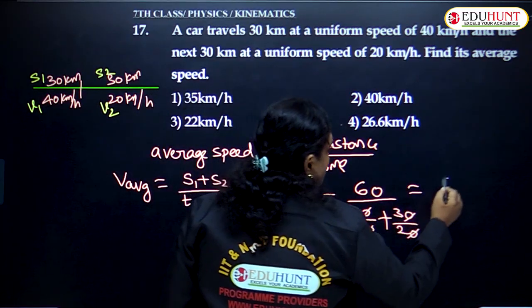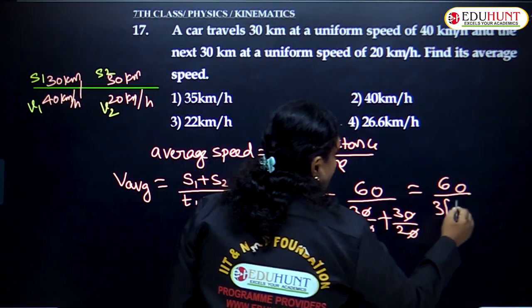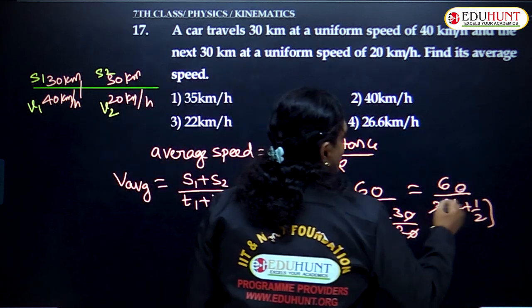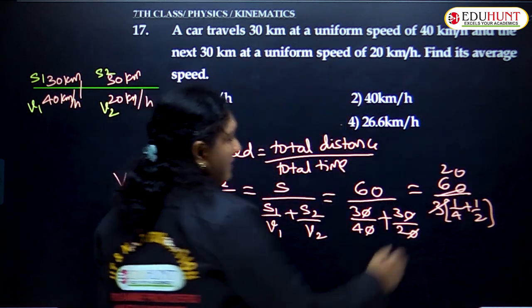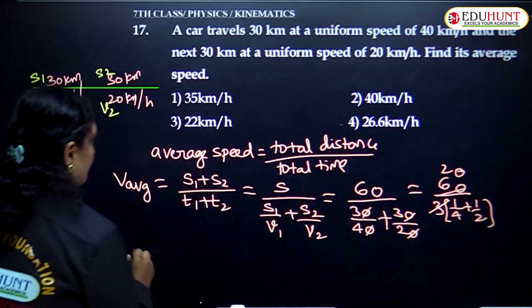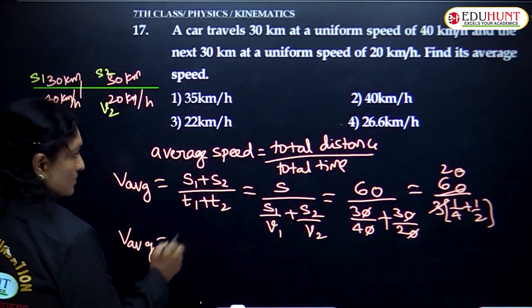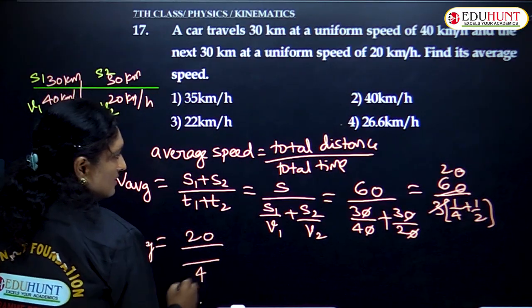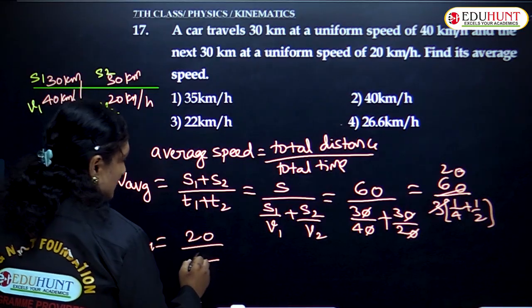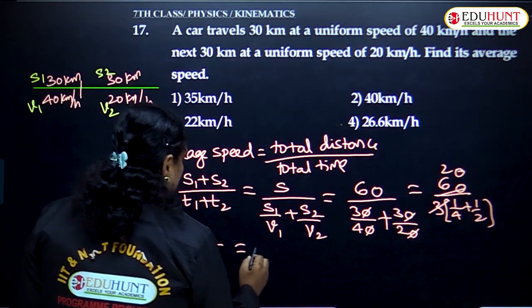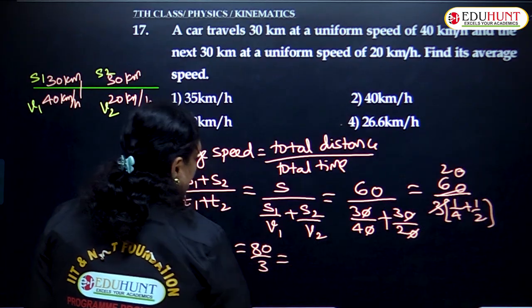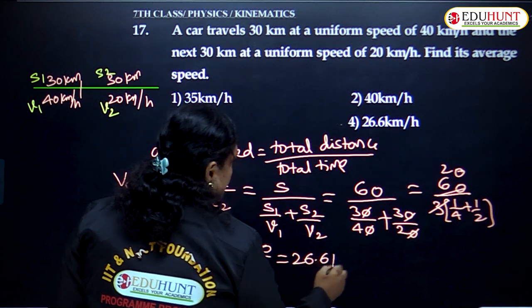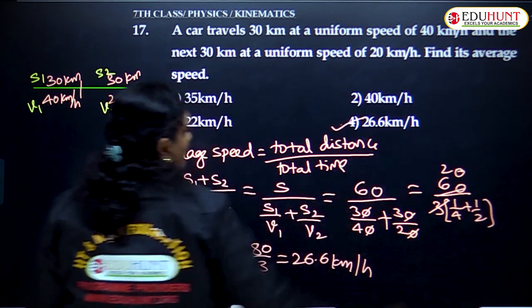How much you will be getting is 60 upon, 3 taken out common, you have 1 by 4 plus 1 by 2. So V average is equal to 20 upon, the LCM here will be 4, and here it goes by 1 plus 2, that is 3. Hence your answer is 80 upon 3. 80 upon 3 is something around 26.6 kilometer per hour. So the fourth option.